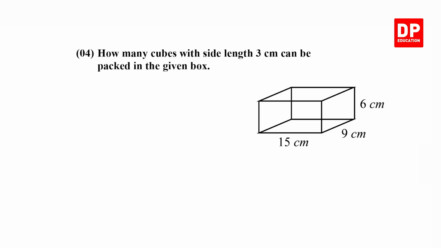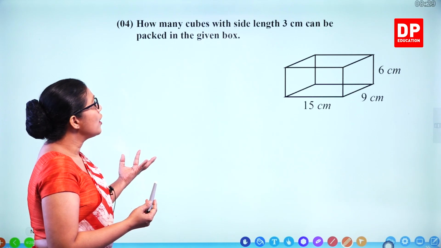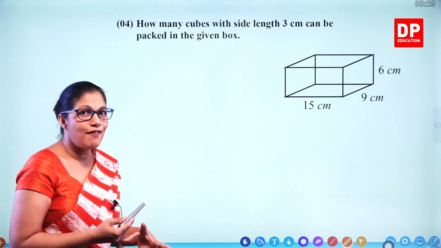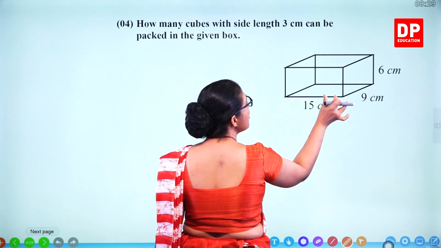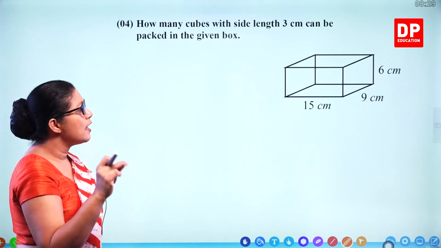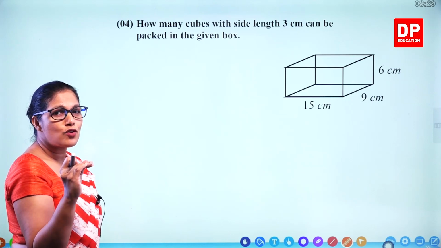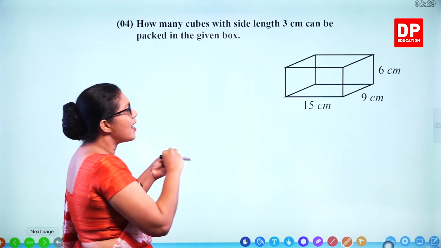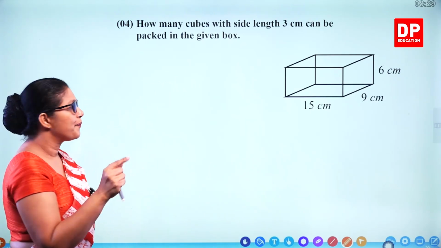Question number 4. How many cubes with side length 3 centimeters can be packed in the given box? So don't try to find out the volume of the cube and volume of the cuboid and divide. So we need to find out exactly how many cubes fit along length, how many cubes fit along width and height. Then you multiply. That's the correct way. Because we can't cut it and paste all the pieces there. So the cubes you have to fit.